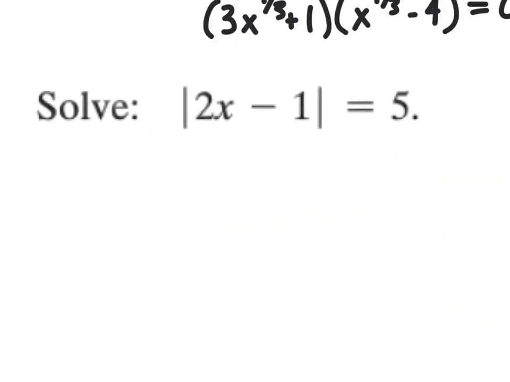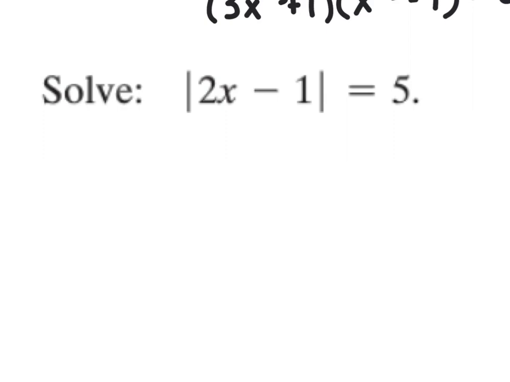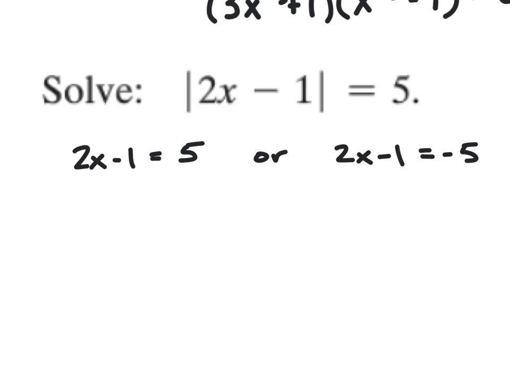Okay, so I'm going to solve the absolute value of 2x minus 1 equals 5. Same thing. I'm going to take what's inside the absolute value and set it equal to the positive 5, or take what's inside the absolute value and set it equal to the negative 5. And then I'm just going to solve for x.